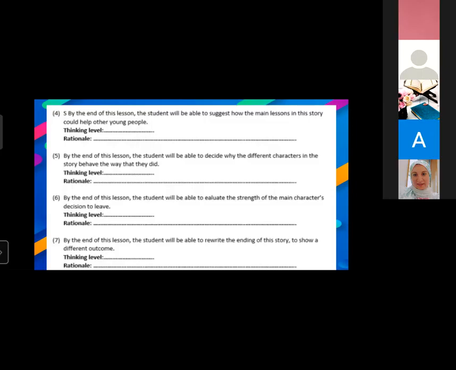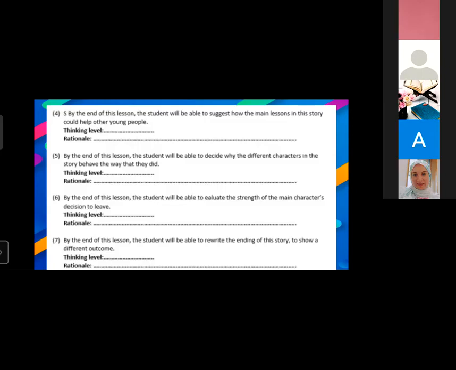Number 7, by the end of this lesson, the student will be able to rewrite the ending of this story to show a different outcome. Creating. Yeah, so it's creating. Why creating? Because he wants to show a different end. Excellent. So here, because it's a different outcome.